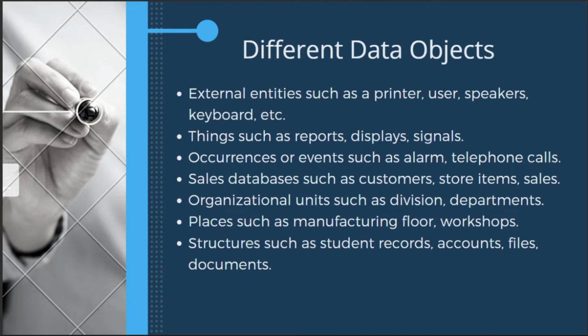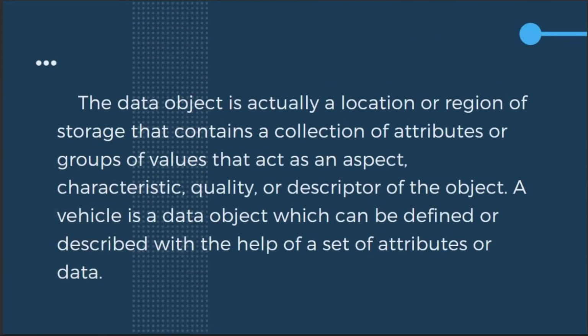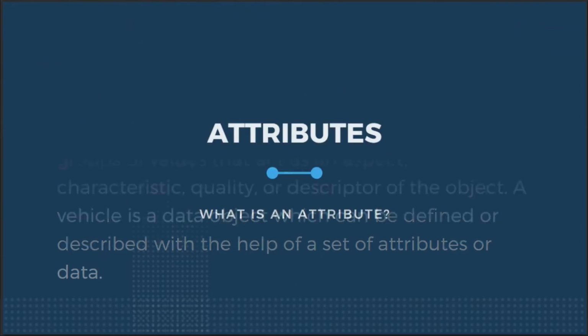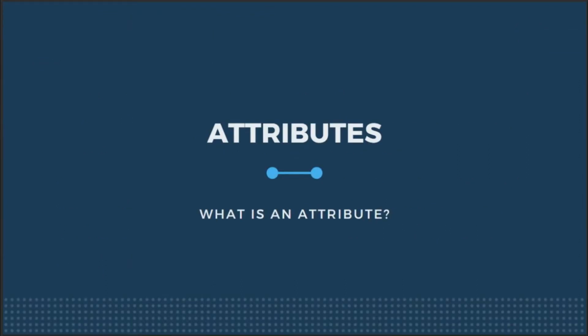So all of these are data objects. All of them have values, or they contain groups of values with specific identifiers. The data object is actually a location or region of storage that contains a collection of attributes or groups of values that act as an aspect, characteristic, quality, or descriptor of the object. A vehicle is a data object which can be defined or described with the help of a set of attributes or data. Attributes. What is an attribute?